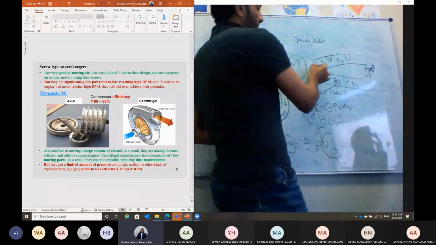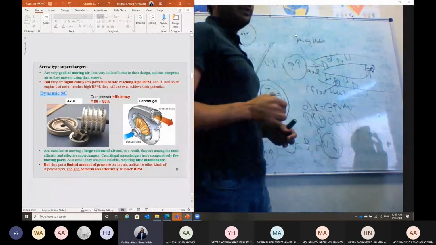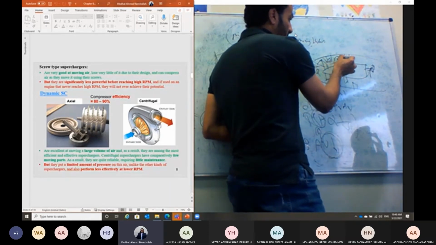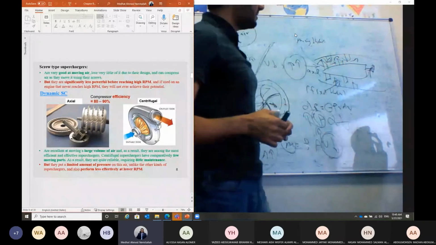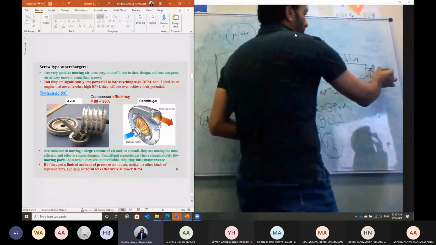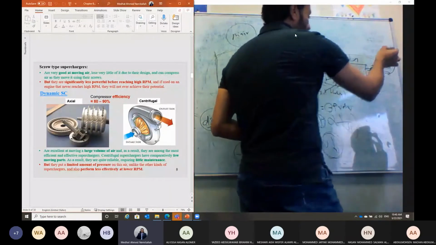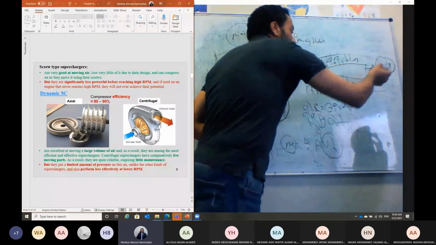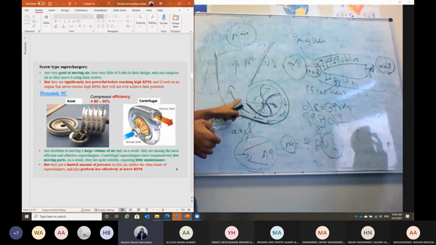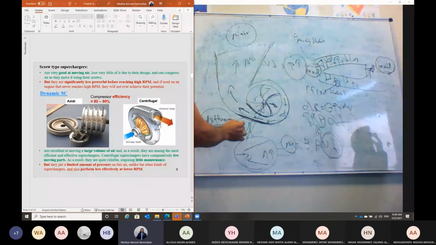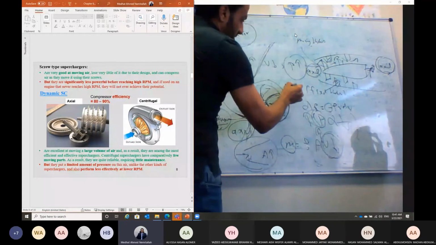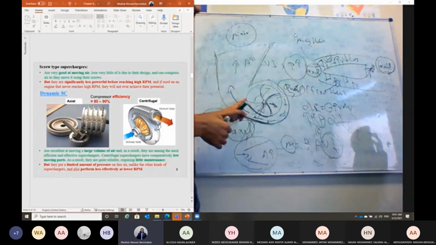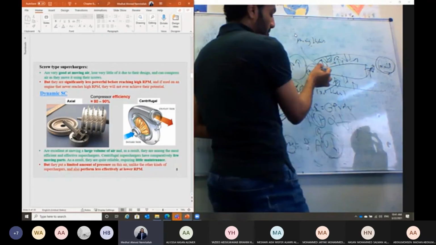So the flow in this case is coming in the axial direction. The flow is forced to go into this smaller area or smaller volume to be compressed between the fixed and the moving blades. Then the flow will be leaving axially. So in the case of the axial flow compressor, the flow is coming axially and is also leaving in the axial direction. In the case of the centrifugal flow compressor, the flow is coming axially, but the flow is leaving in the radial direction.